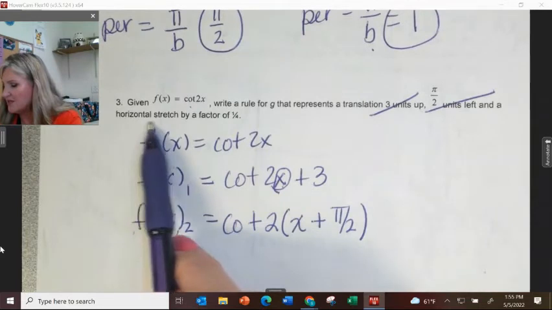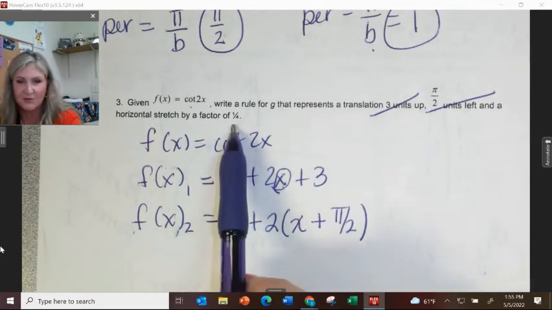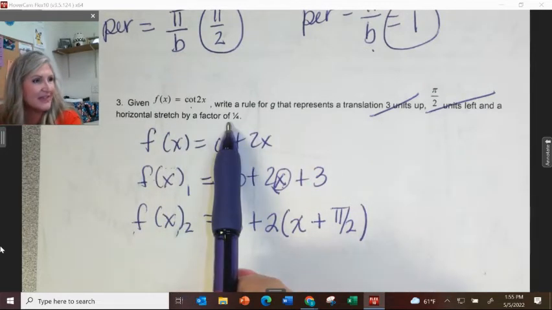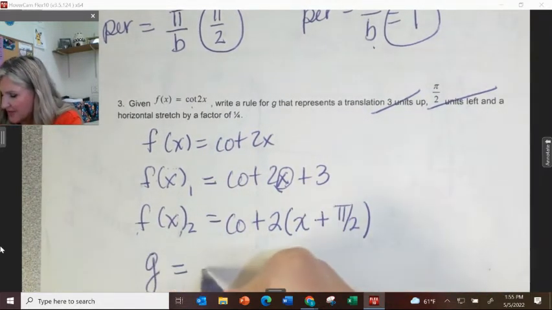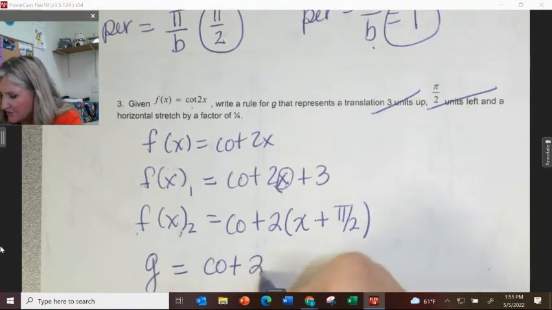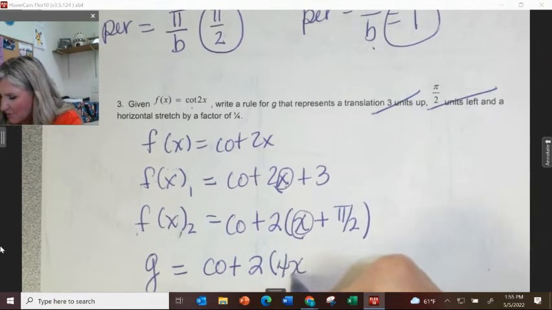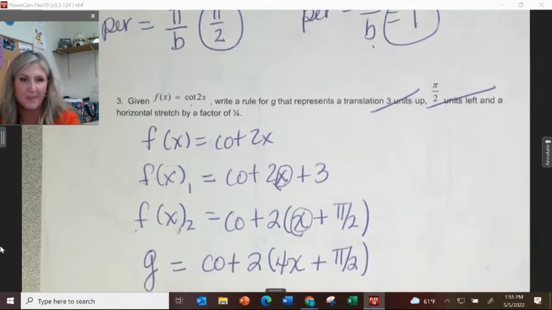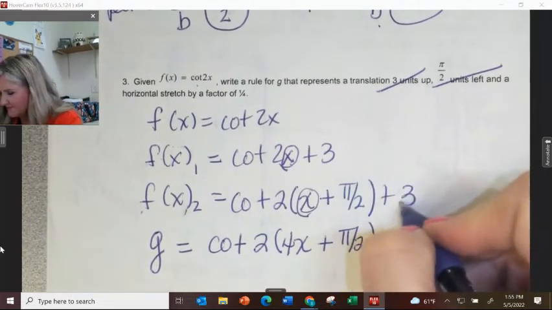And then a horizontal stretch by a factor of 1/4. Ooh, this is a tough one. What do I do on that? Replace the x with a what? 4x. So my final thing is I'm going to have cotangent of 2. This x right here has to get replaced with a 4x plus pi over 2. Plus 3. Oh, thank you.